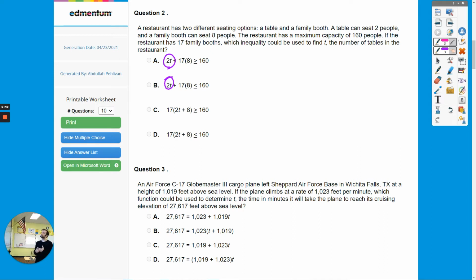And the family booth can seat 8 people. So F and 8 goes together. So I am assuming this is what I need, and a table. Now let's read the rest of the question. The restaurant has a maximum capacity of 160 people. So they cannot have more than 160 people. It could be equal or less. So less than or equal to is the sign that I need, because it says maximum capacity of 160.